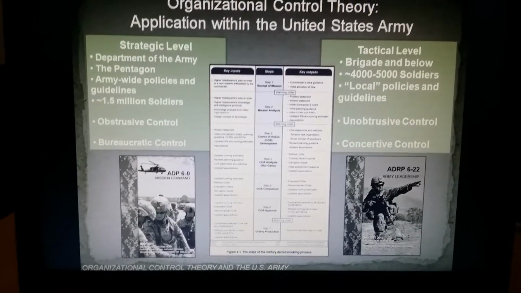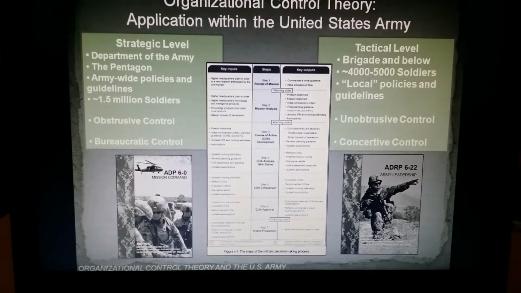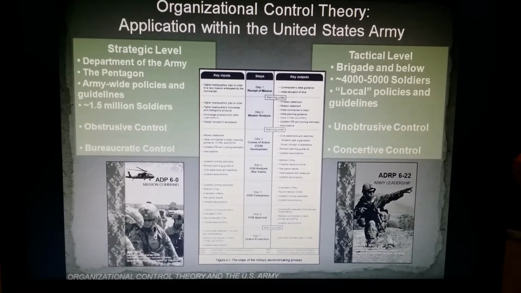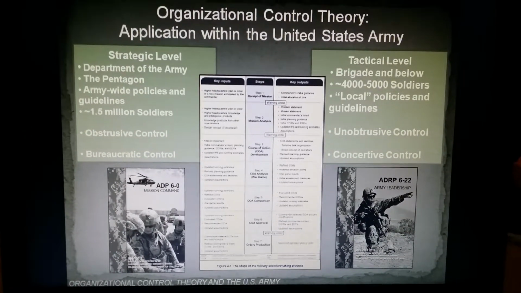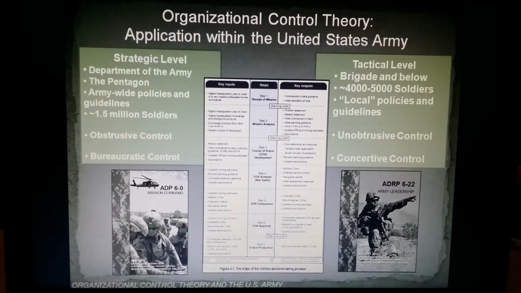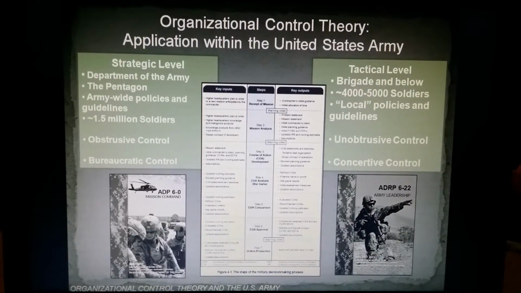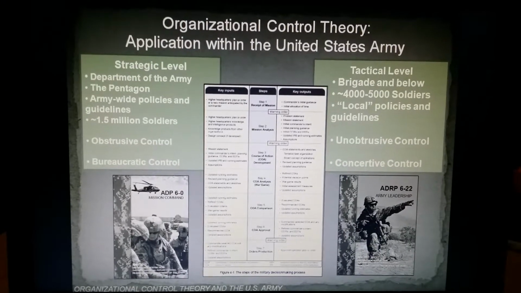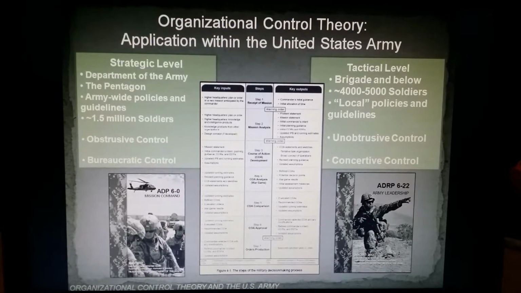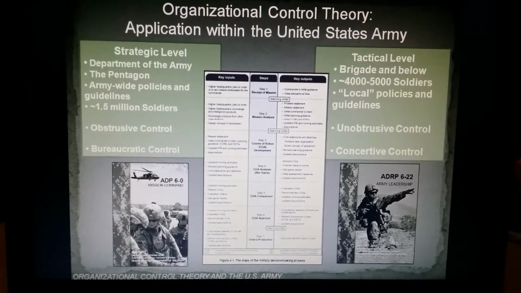Okay, now how does this apply to the United States Army? There are two basic levels that we want to focus on. The strategic level is essentially the Department of the Army. It's the Pentagon. It's the big Army, the Army-wide organization that consists of approximately 1.5 million soldiers. This is a very obtrusive control system, and it uses rules and regulations and Army doctrine and publications and published standards to direct and control its subordinates and its members. Again, that falls in line with the bureaucratic control system.